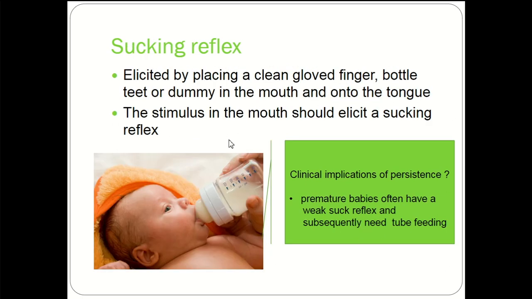Next is the sucking reflex. It is elicited by placing a clean gloved finger, bottle teat, or dummy in the mouth and onto the tongue. The stimulus in the mouth should elicit a sucking reflex. A clinical implication of its persistence: premature babies often have a weak sucking reflex and subsequently need tube feeding.